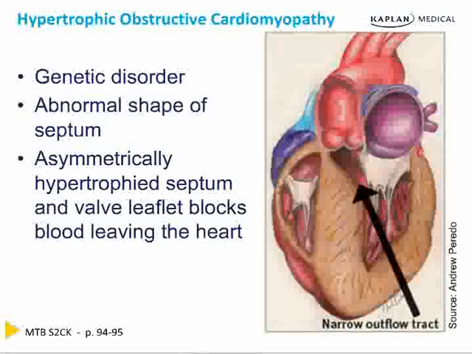That's why anything that makes the heart smaller increases the obstruction. Anything that causes a tachycardia will make the heart smaller. That's why exercise, dehydration, and diuretics worsen it. Anything that empties the heart, like digoxin or ACE inhibitors, increases the obstruction.